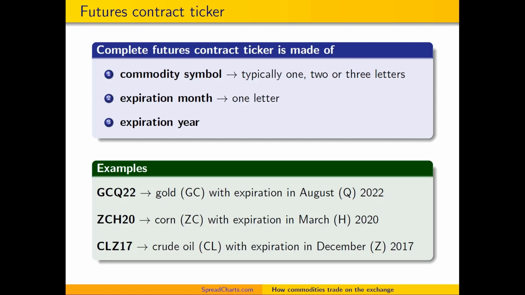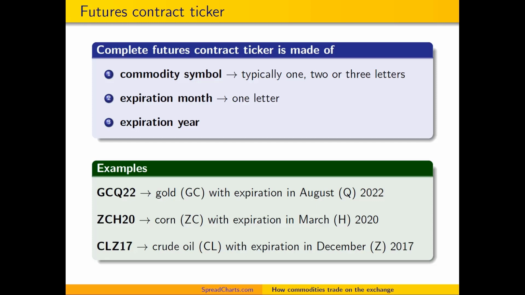ZC is the symbol for corn, H letter stands for March, so the contract expires in March 2020. And finally, the CLZ17 contract. CL is the crude oil symbol, Z letter stands for December, and 17 for 2017.